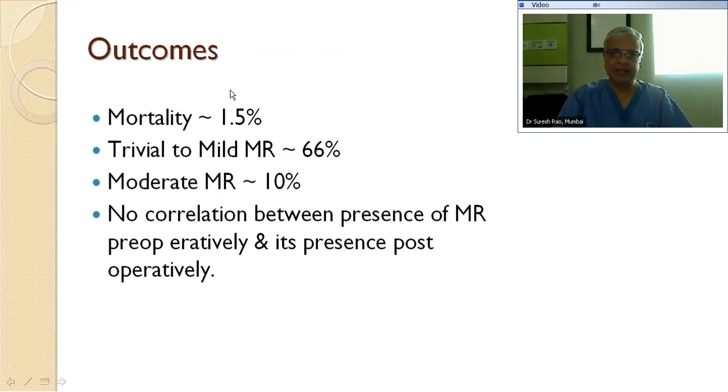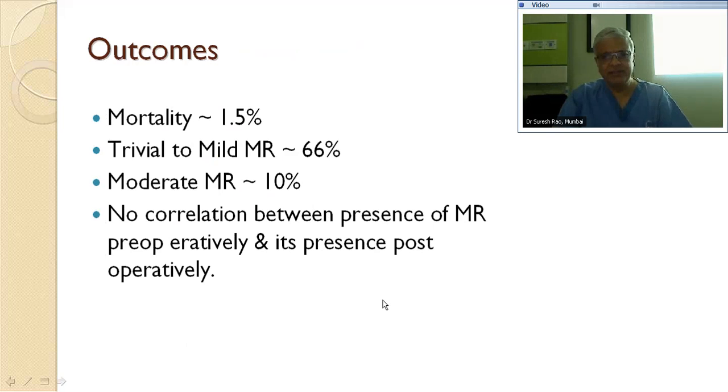Outcomes of closure: the current accepted mortality for AV canal defect, particularly common AV canal, is about 1.5%. Trivial to mild MR is seen in about 2/3 of cases post-operatively, moderate in about 10% of these cases. But the surprising thing is there's no correlation between the presence of MR preoperatively and its presence post-operatively. So because of the morphology and also the type of repair.